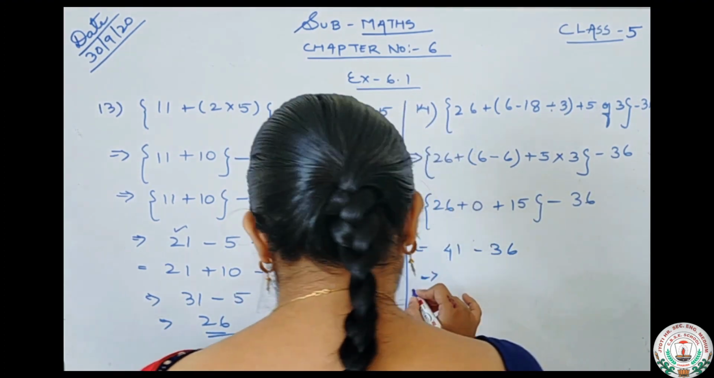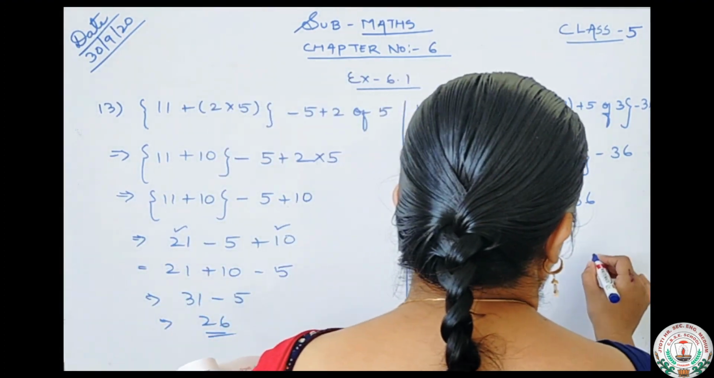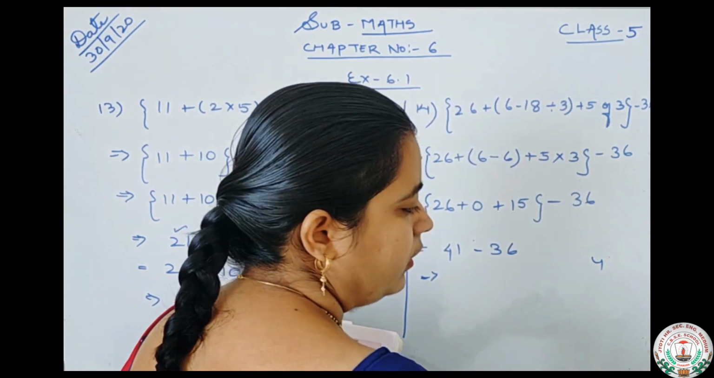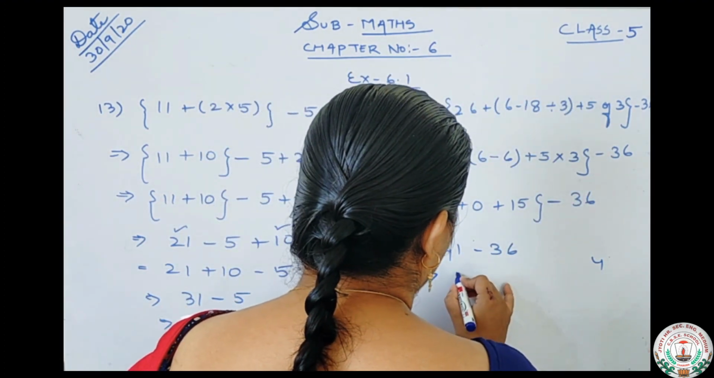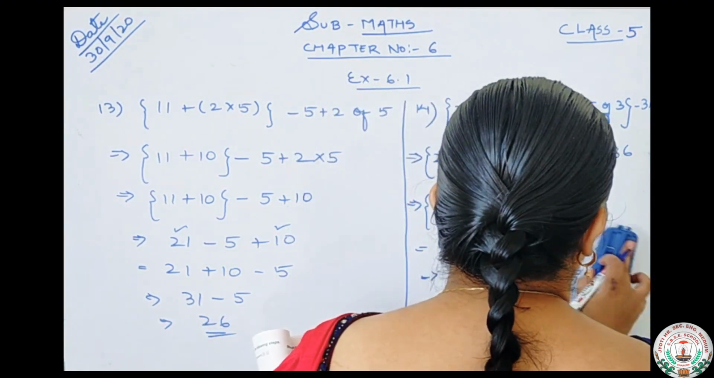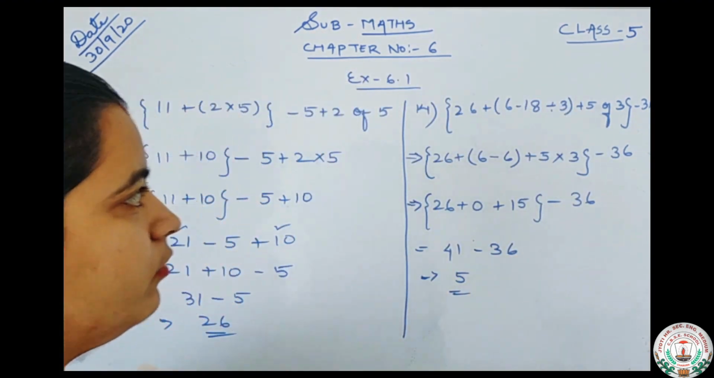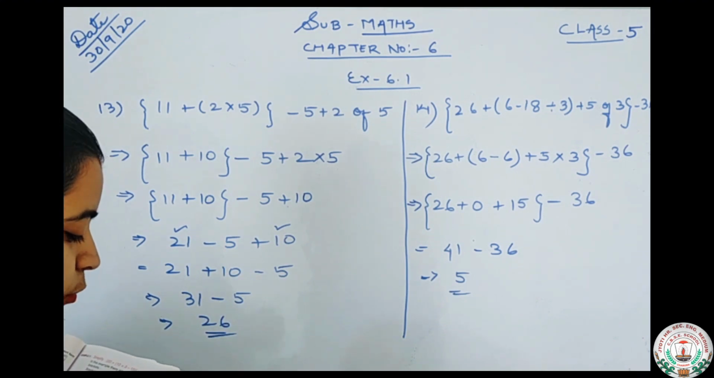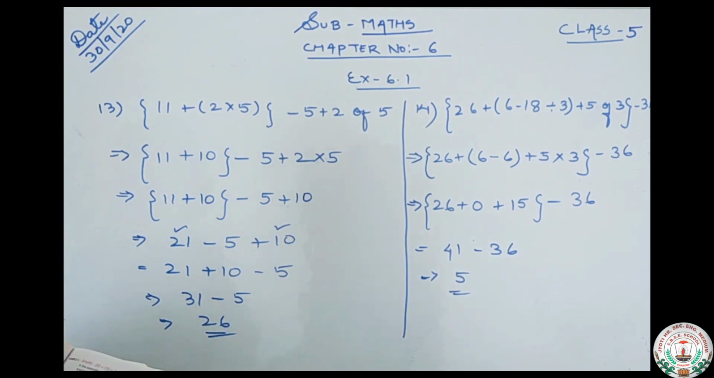So 41 minus 36, what will we get? From 36, counting 37, 38, 39, 40, 41, that is 5. So what is our answer? Our answer is 5. So like this you will solve the bracket questions, and the rest of the questions please try to solve on your own.